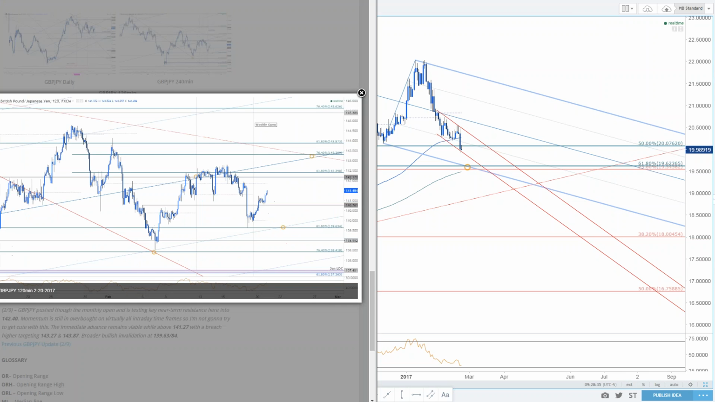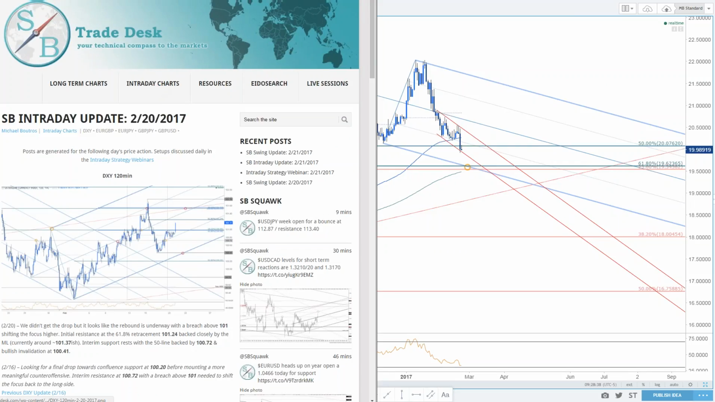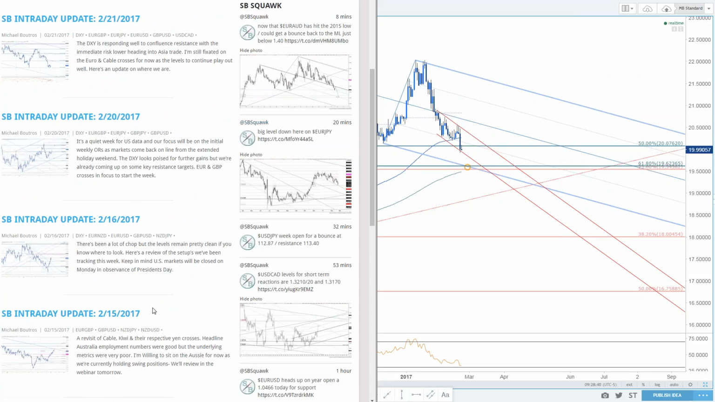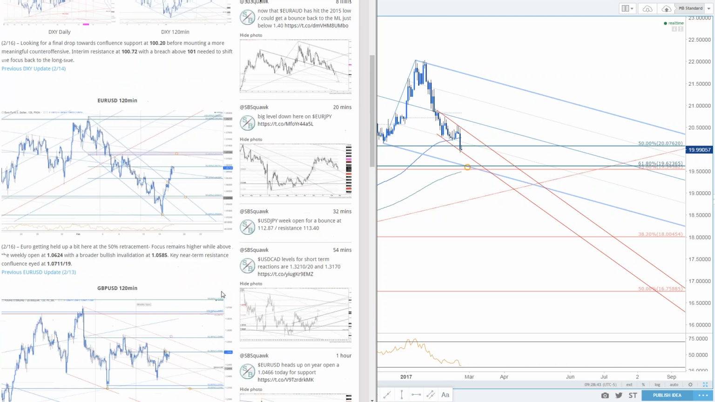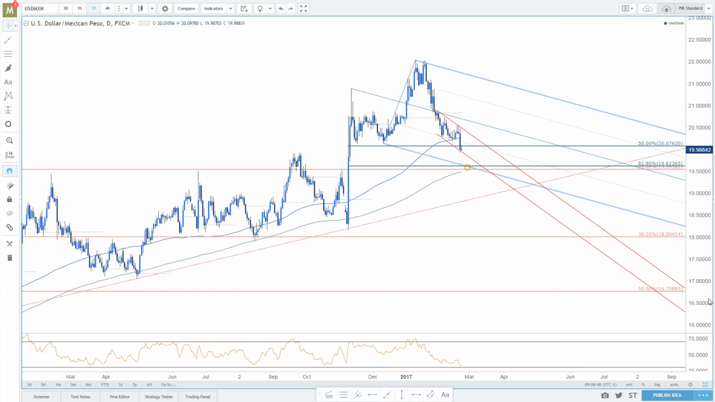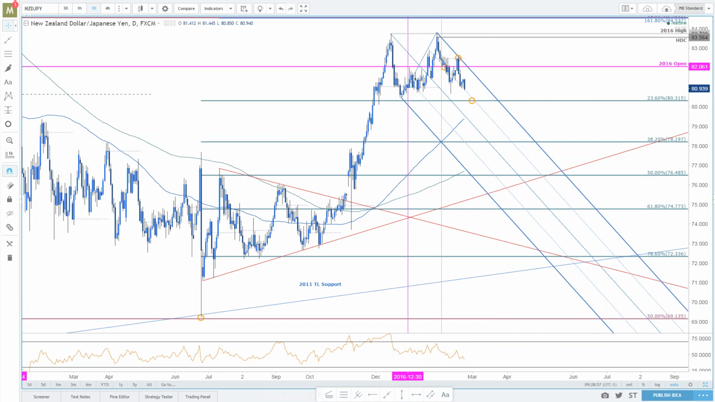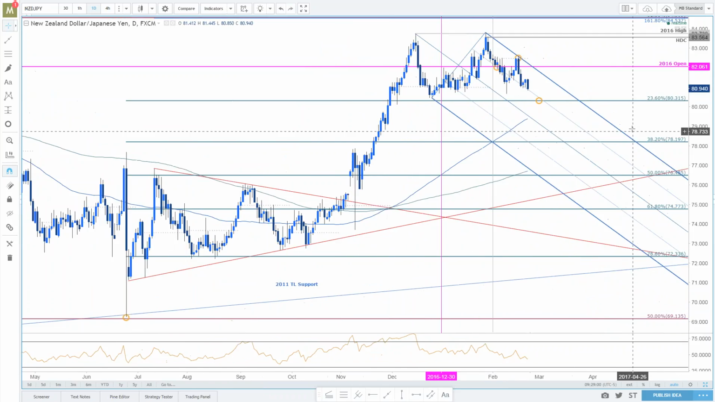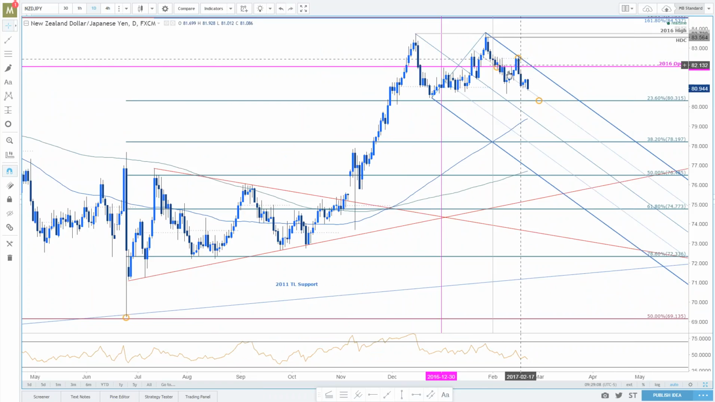We actually highlighted Kiwi Yen earlier, if you don't recall. Here's Kiwi Yen now. All right, so the daily chart first. Looks pretty clean. Exactly where this thing needed to hold, if our interpretation was correct, it held last week, and that was this region here. The monthly open, the upper parallel, and another failed attempt to make any progress above the 2016 open.